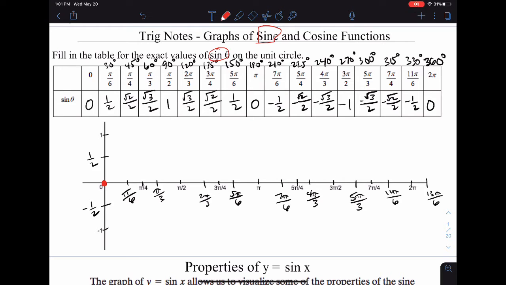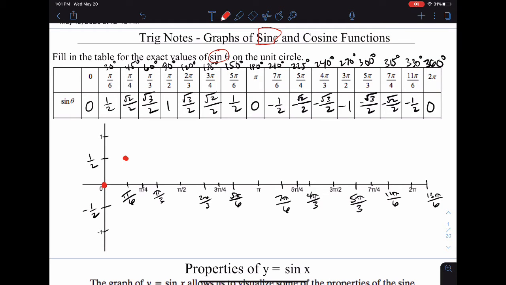At pi over 6, 30 degrees, it's positive 1/2. Pi over 4 is square root of 2 over 2. Well, to graph it, I'm going to approximate it. This is the only time you approximate it. So the square root of 2 is 1.414, continues on forever. Divide that by 2, you get a number that's about 0.71. So about 0.71, so it's more than 0.5. So it's probably right about there.